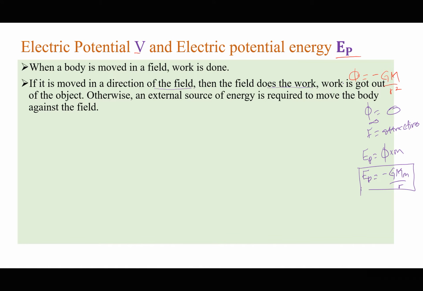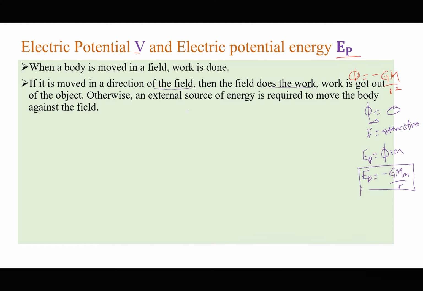That means work is got out of the object. If it is moving in the opposite direction to the field, that is the otherwise part, then work is added to the object, so the energy is actually going to increase, as we saw with gravitation. In moving a unit mass from infinity to a point close to the earth, we normally say potential energy decreases.